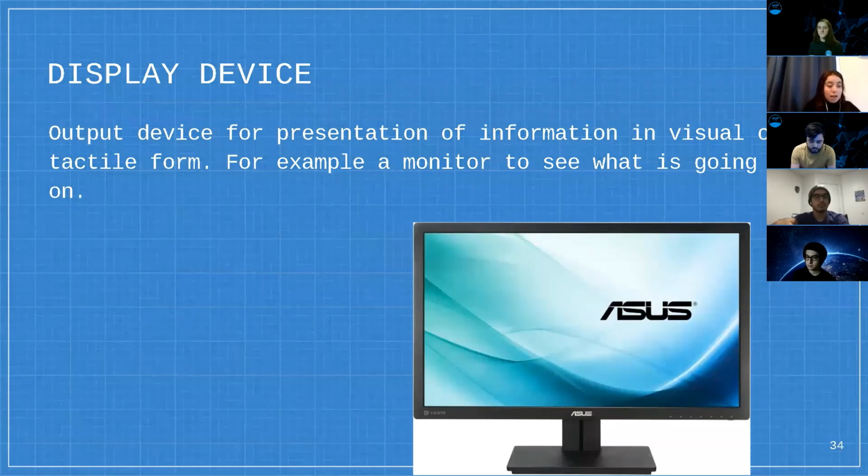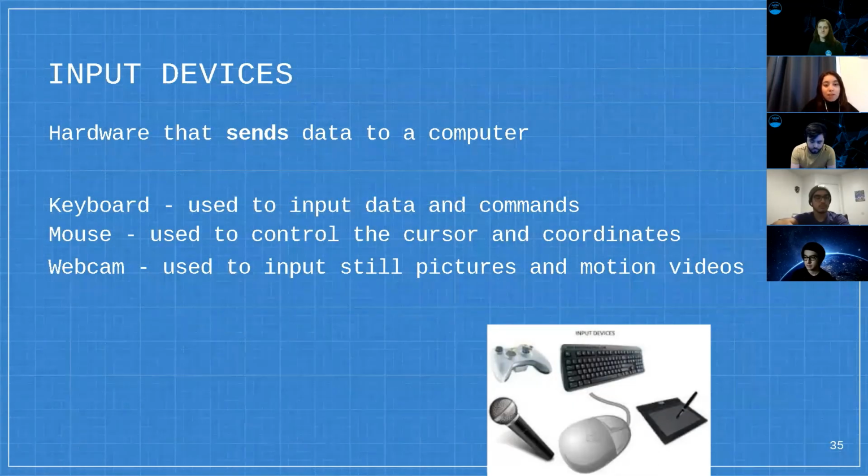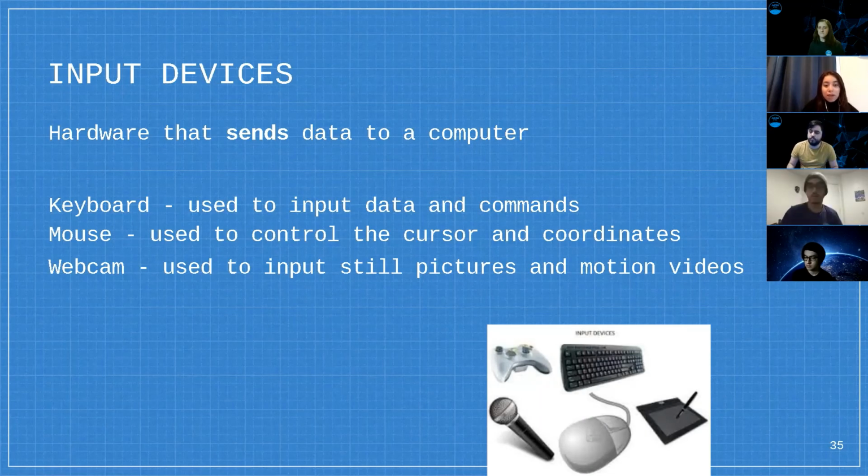The next component that I wanted to talk about was display devices. It is a pretty simple concept. Output devices, such as the monitor, for example, allow a presentation to be visually represented. And then we have input devices, which are hardware that sends data to a computer. This includes the keyboard, which is used to input data and commands. Another input device is a mouse, which is used to control the cursor and coordinates, and it sends data to the computer. Another example of an input device is a webcam. It's able to capture still images or videos, and it's able to send that data to a computer.